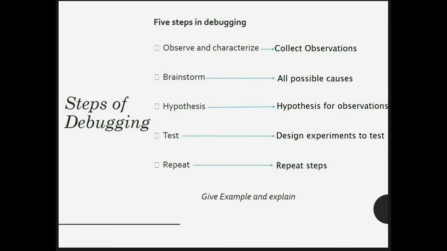The second step is to think, that is brainstorming, discussing possible causes with the stakeholders. Next one is the hypothesis, so you have to assume a hypothesis for the previous data. The fourth step is test. You need to perform the test, that is devise an experiment based on the analysis. And the last step is repeat, that is reiteration of the above steps until the bug is removed. So these are the important steps. We need to explain them with reference to an example.